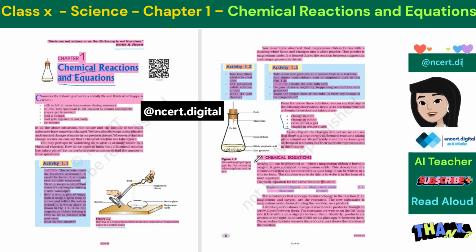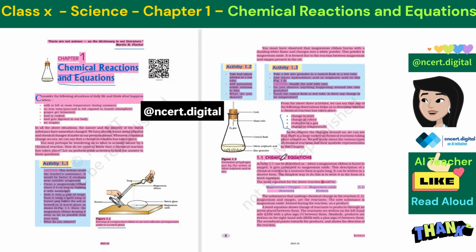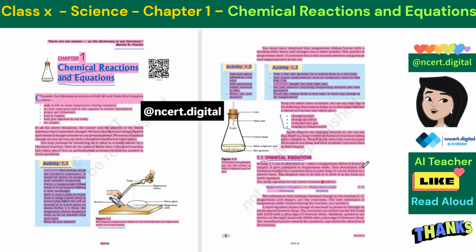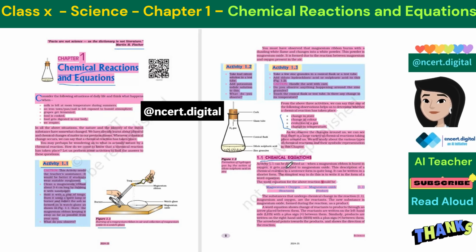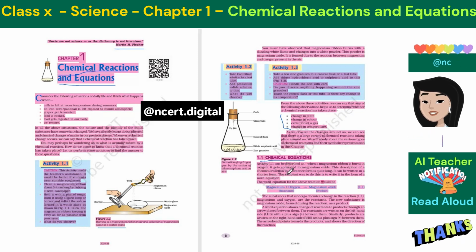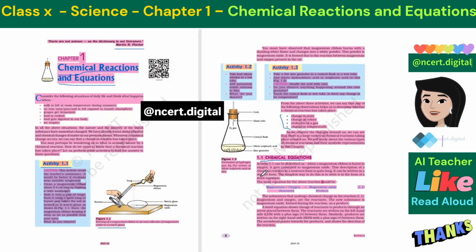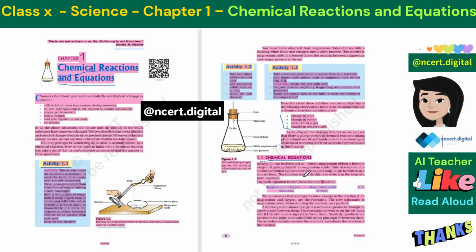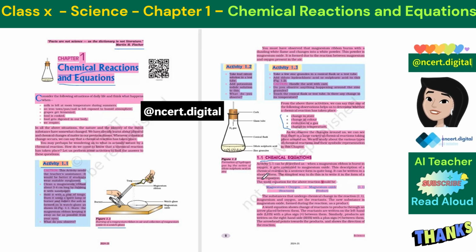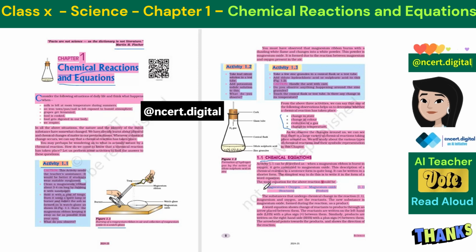1.1 Chemical equations. Activity 1.1 can be described as: when a magnesium ribbon is burnt in oxygen, it gets converted to magnesium oxide. This description of a chemical reaction in sentence form is quite long. It can be written in a shorter form. The simplest way to do this is to write it in the form of a word equation.